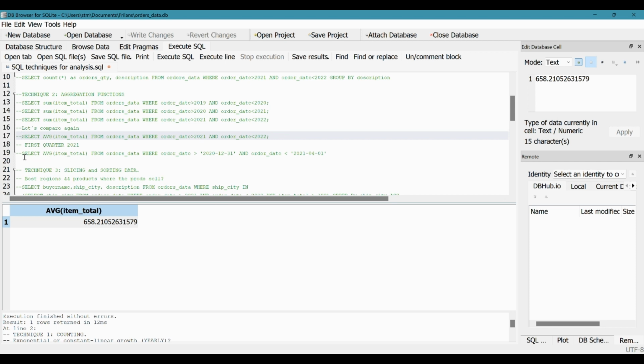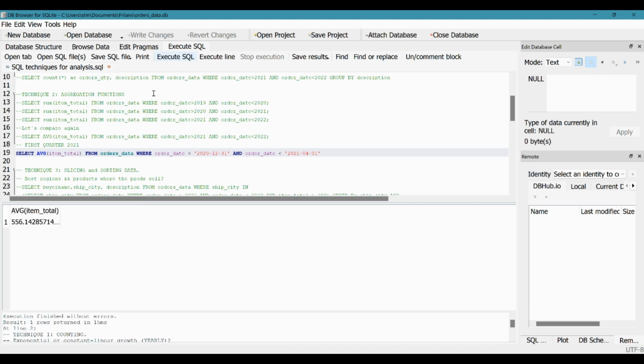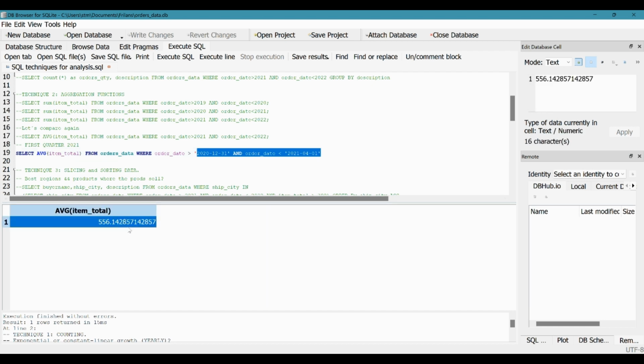The average for 2021 was 658 crowns. I can also analyze each quarter of the year and compare it with the yearly average. So this is the first quarter of 2021, and I see that the average was below the yearly average. The yearly average was like 600 and something. Then I can check into my orders, my products, and try to understand why.